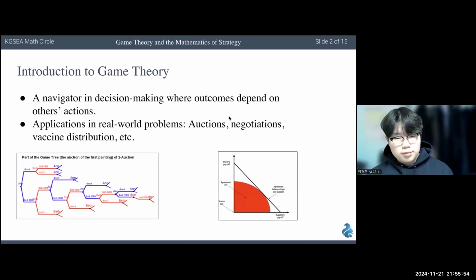Essentially, game theory acts as a navigator in decision making. It's particularly useful when outcomes depend on others' actions. For example, it can model scenarios like auctions, trade negotiations, and even vaccine distribution strategies. By understanding these strategic interactions, we can better predict behaviors or design systems that lead to more favorable outcomes for everyone involved.